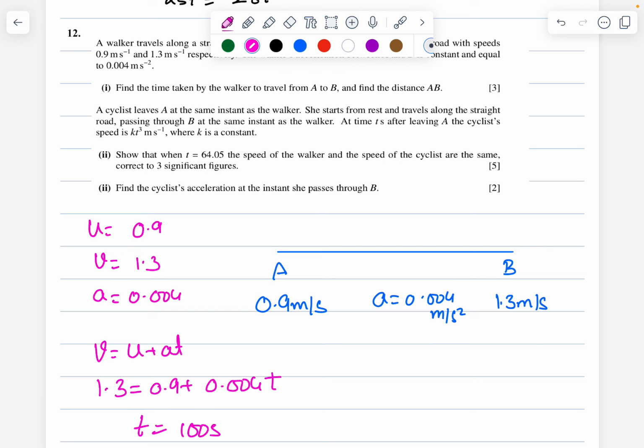A cyclist leaves A in the same direction at the same instant as the walker. She starts from rest and travels on a straight road, passing through B at the same instant. She'll take the same time, and at t seconds after leaving A, the velocity is kt cubed. Show that t equals 64.5, the time when the speed of the walker and the speed of the cyclist are the same, correct to three significant figures.